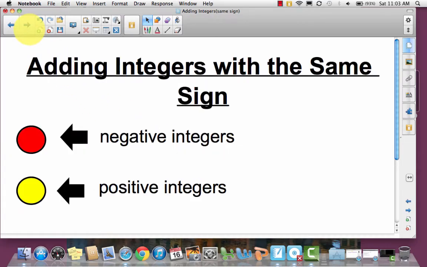So today we're going to use some manipulatives to help us figure out the answers to our questions. So anytime we see a red counter, we're going to treat that as a negative number. And anytime we see a yellow counter, we're going to treat that as a positive number.